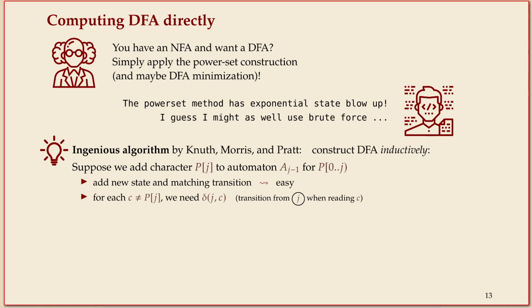And this is where we get to these three names that will pop up later again. Somewhat independently, Knuth, Morris, and Pratt came up with a few related ideas that help to avoid this exponential blowup. And the first of these ideas is that we don't have to go black box from NFA to DFA and then minimize it. We can build the automaton instead step by step.